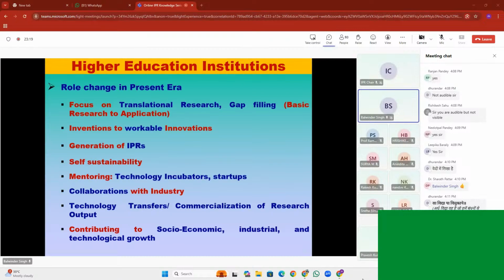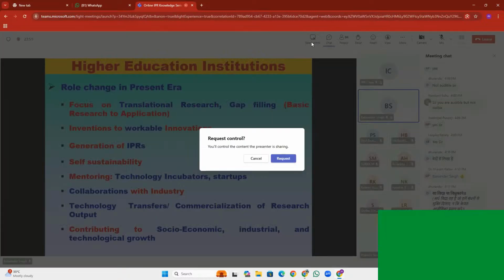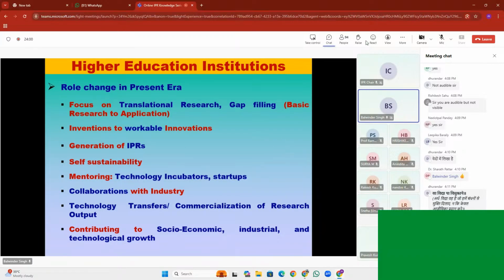But in this era of globalization and commercialization, we are not restricted to doing research just for a thesis or for publishing papers. Most higher education institutions are now focusing on translational research, shifting from basic research to application-based research. Most funding agencies also emphasize application-based research, and there are no more grants available just for basic research from the government or funding agencies.